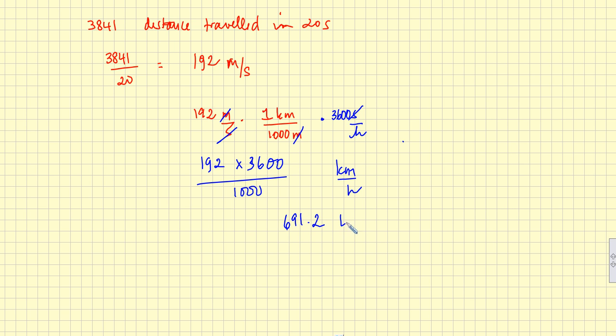When I multiply 192 by 3,600 and divide by 1,000, I end up getting 691.2 kilometers per hour. And changing this into 3 significant figures, it would be approximately 691 kilometers per hour. And that would be our final product here. So this one definitely required a little more work in it.